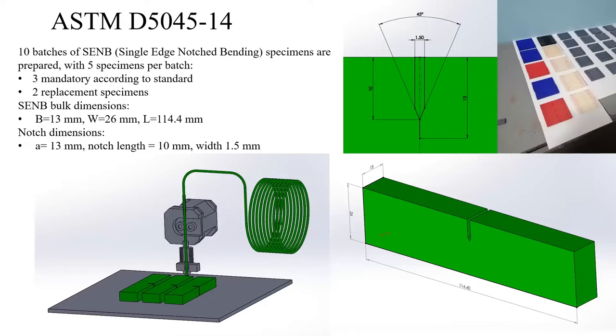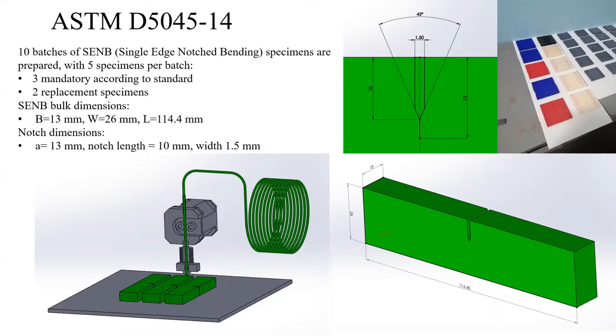Then, according to this standard, we needed three mandatory specimens per batch, but we also had two additional specimens just for replacement. The bulk dimension of the specimen is 13 by 26 by 114.4 millimeters. The depth of the notch is 13 millimeters. The notch length is 10 millimeters, its width is 1.5 millimeters, and the full crack length is 13 millimeters, so notch length plus 3 millimeters of the pre-crack.